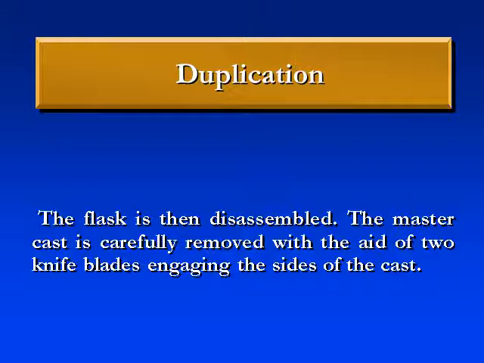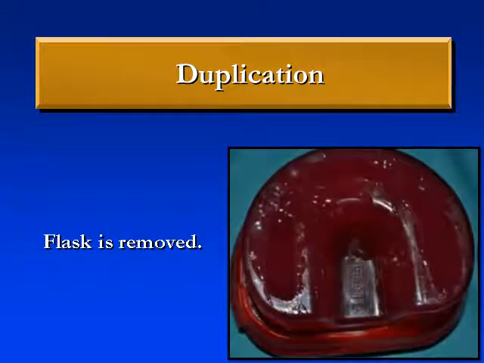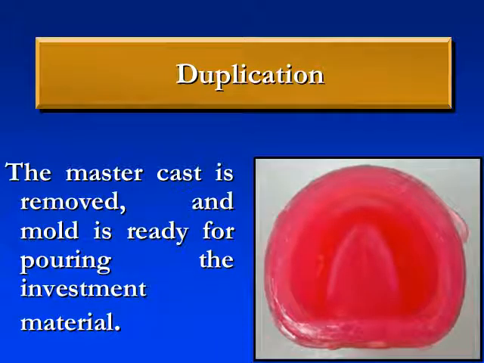After the duplicating material sets, the flask is disassembled. We open the flask. The master cast is carefully retrieved and removed with the aid of two knife blades, engaging the sides of the cast. So we remove the flask, as we saw in this picture. Then carefully we remove the master cast from the duplicating material.